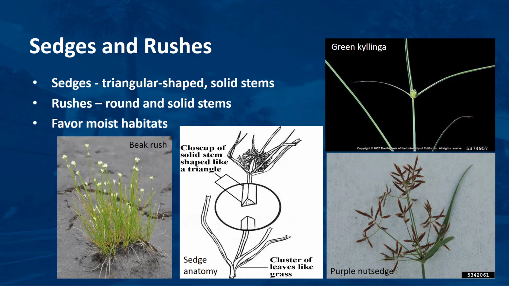Sedges have triangular shaped solid stems, while rush stems are round and solid. Both sedges and rushes favor a moist habitat. Important members include yellow and purple nutsedge, and to some degree globe, Texas, annual, and water sedge, plus path and beak rush and perennial kalinga.